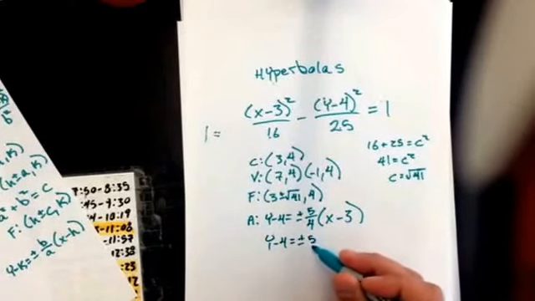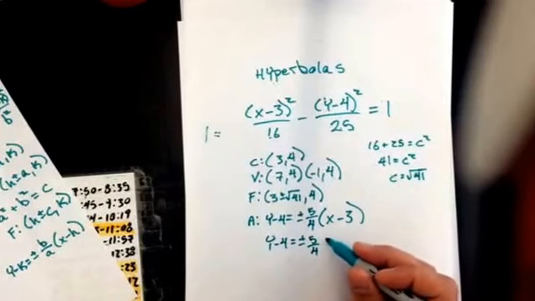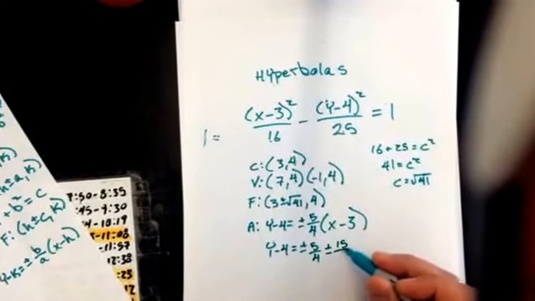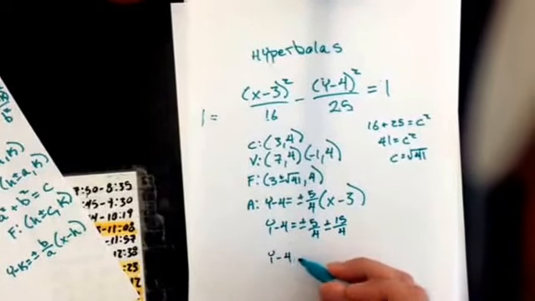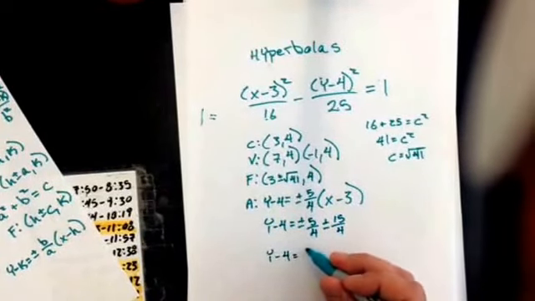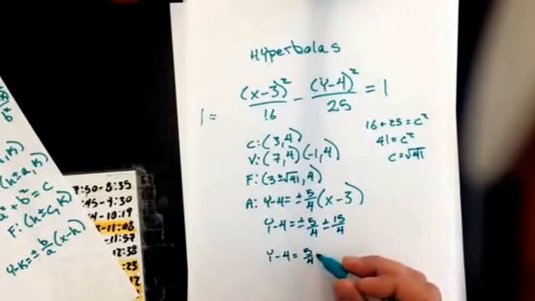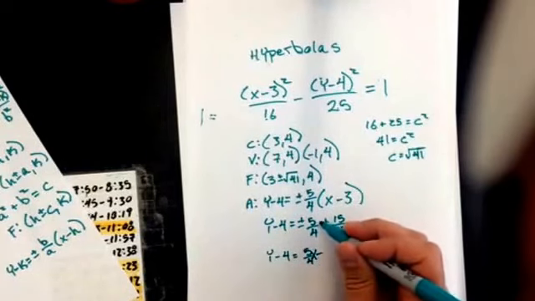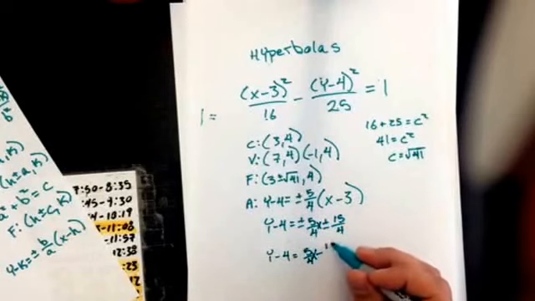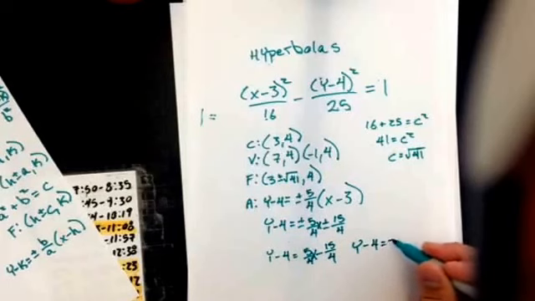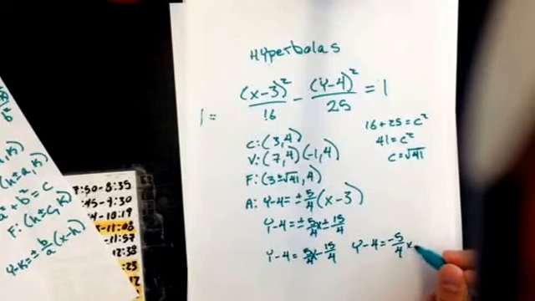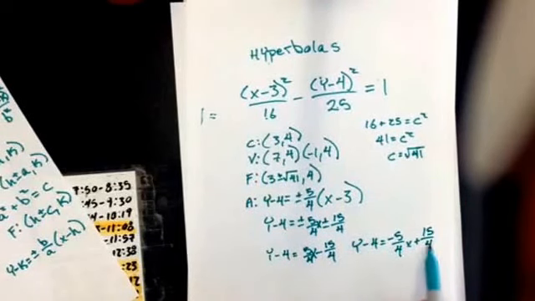Because I do need to graph this out, I'm actually going to expand it. So y minus 4 equals positive and negative 5 fourths, x minus 3, positive and negative 15 fourths. I'm going to make it two separate equations. y minus 4 equals 5 fourths x minus 15 fourths. And y minus 4 equals negative 5 fourths x plus 15 fourths.